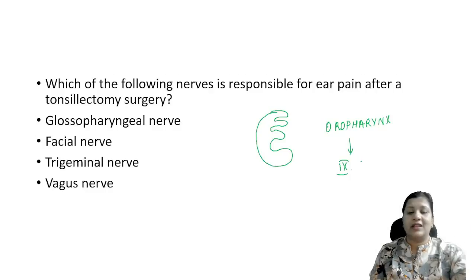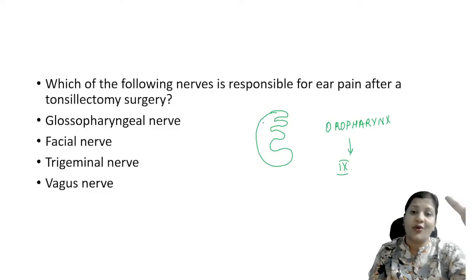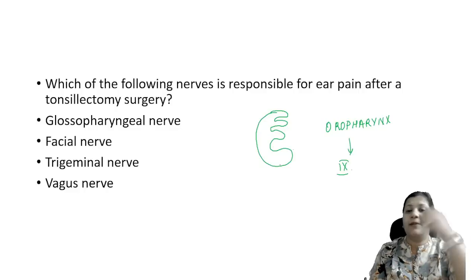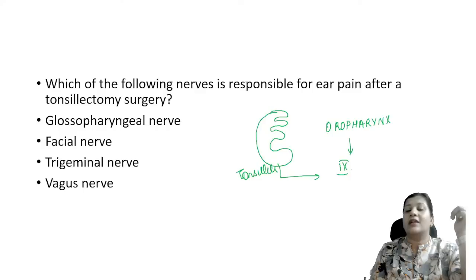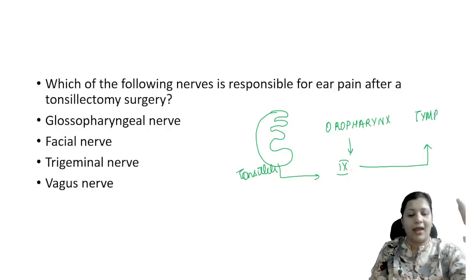So in the oropharynx, if there is a tonsillectomy or there is a tonsillitis or there is a foreign body in the tonsil, there will be stimulation of the glossopharyngeal nerve. Now, this glossopharyngeal nerve gives a branch in the middle ear, which is called the tympanic branch of the glossopharyngeal nerve.